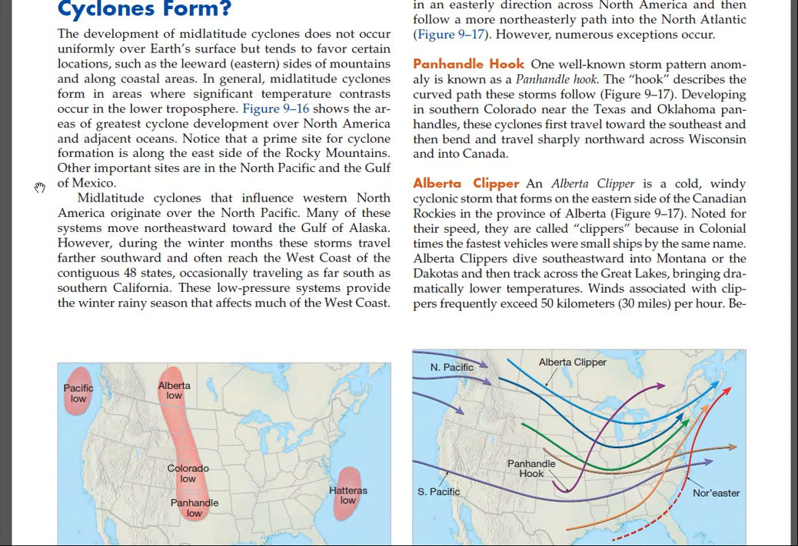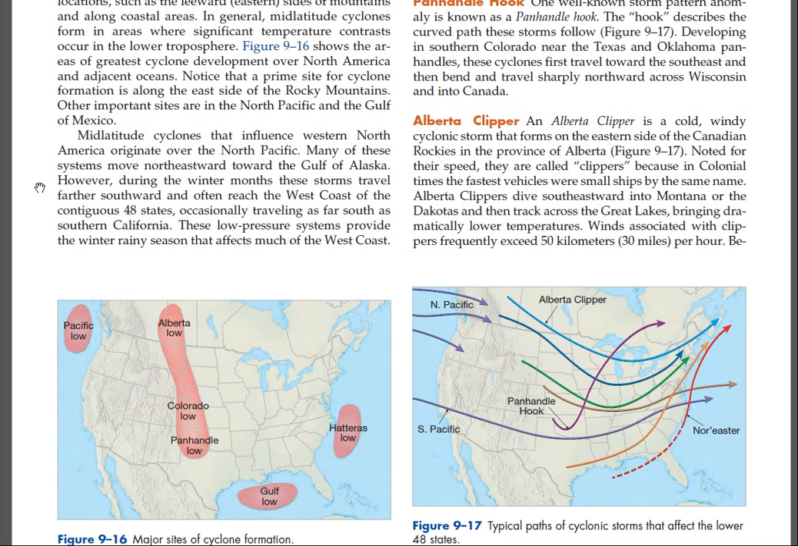Notice that a prime site for cyclone formation is along the east side of the Rocky Mountains. Other important sites are in the North Pacific and the Gulf of Mexico. Mid-latitude cyclones that influence western North America originate over the North Pacific. Many of these systems move northeastward toward the Gulf of Alaska.